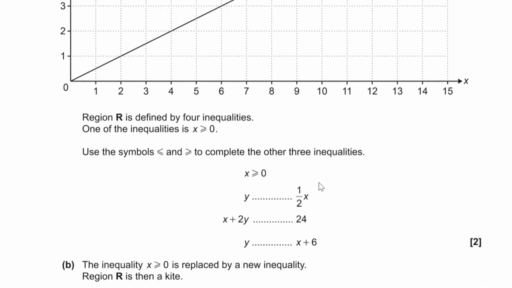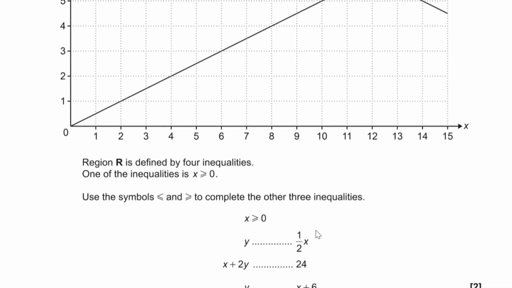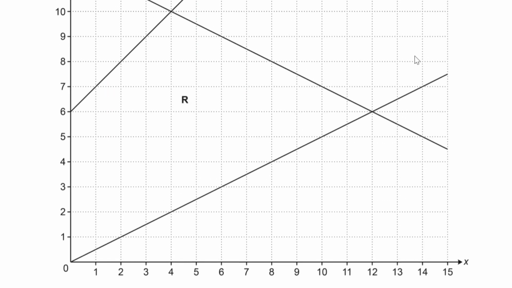Then we've got y, and then we've got this half x. Well, that's going to pass through the origin with the gradient 1/2. And if I take a look at what's going on here, we go 2 across, 1 up, gradient's a half. It passes through the origin, which means that this line here is y equals 1/2 x.